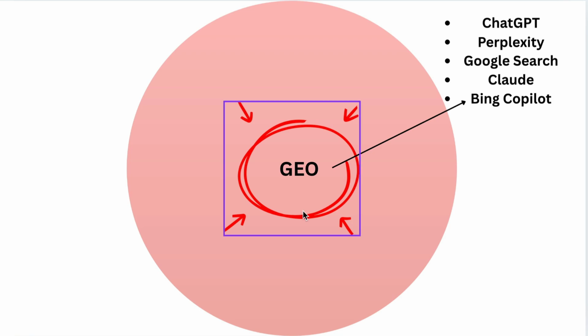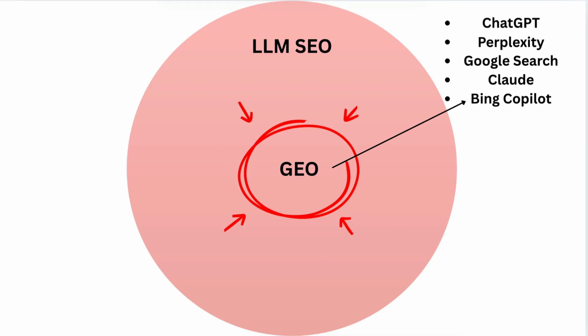If we look at this graphic, and GEO is the center of everything, right? Everything is generative engine optimization. What is this pink circle? What powers GEO? And that is LLM SEO, large language model.